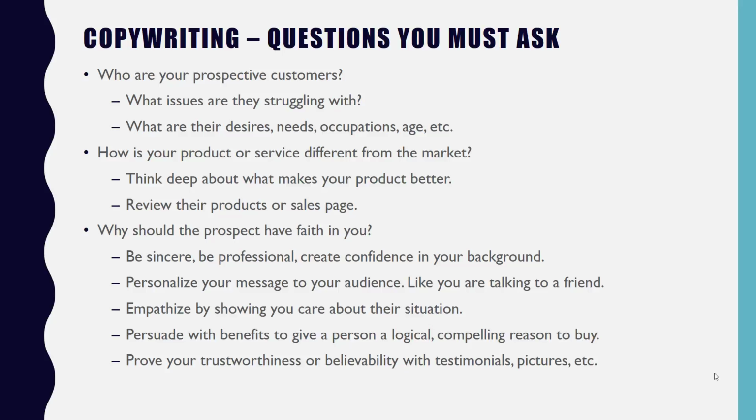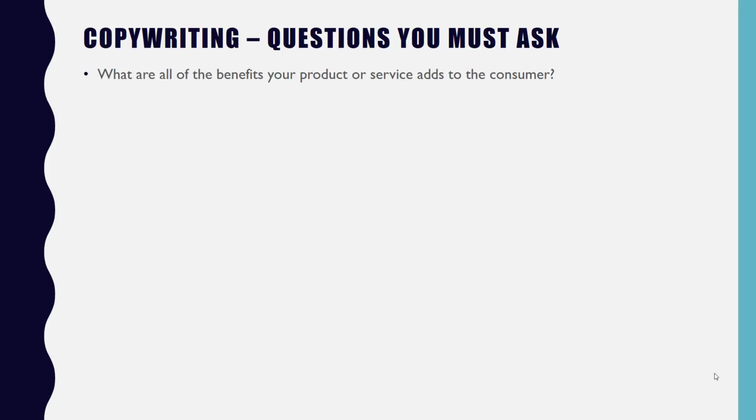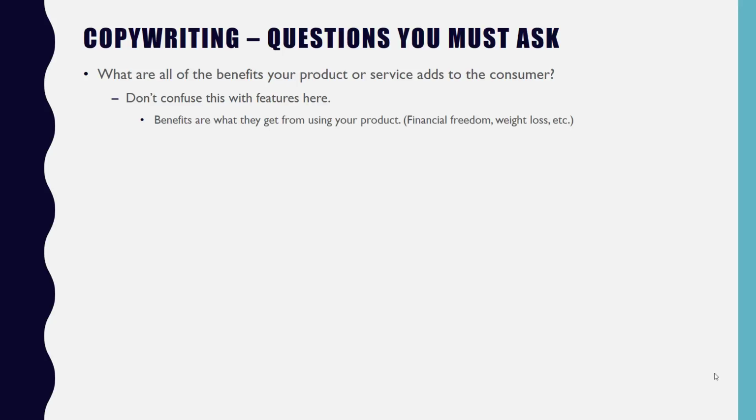Pictures of yourself, screenshots of what you did, maybe results from your fitness, what you did after you worked out, maybe results that you did after going through your training, maybe results that you've had in your life. Those types of things create that believability. What are all the benefits your product or service adds to the consumer? Don't confuse this with the features here. Benefits are way different from the features.